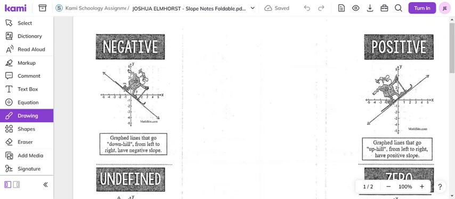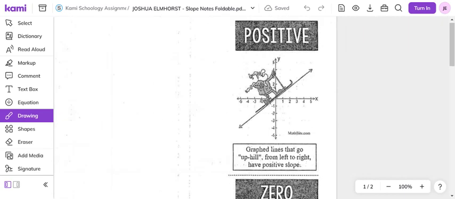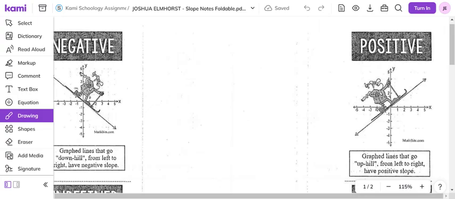Howdy, howdy. This is Mr. Elmhorst with the math lesson on slope, and we're going to be looking at positive, negative slope, and zero, and then also undefined. So we have four different types of possible slope when we're looking at linear relationships, basically graphing equations on a line. So the first one we're going to be looking at is positive.